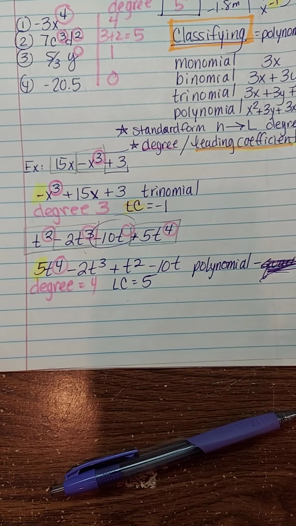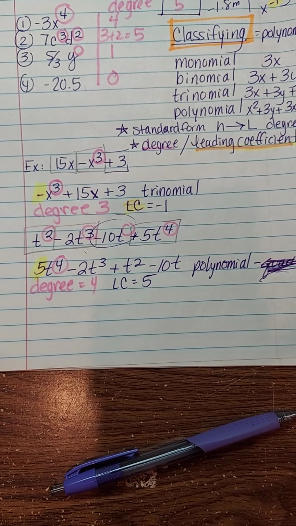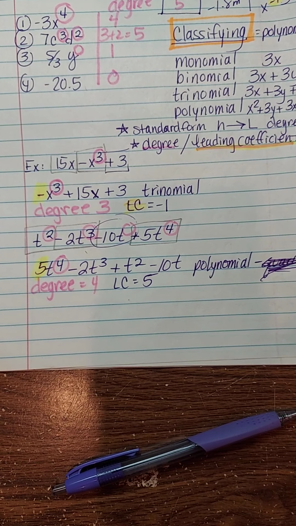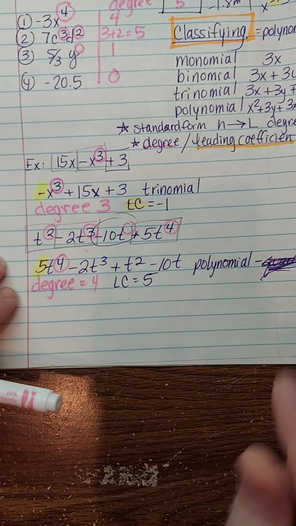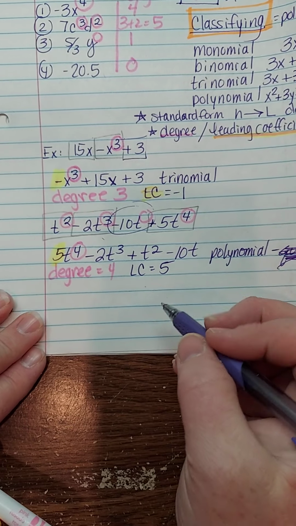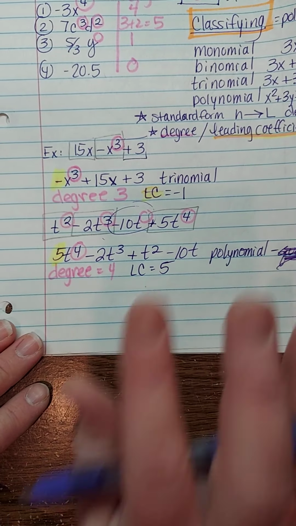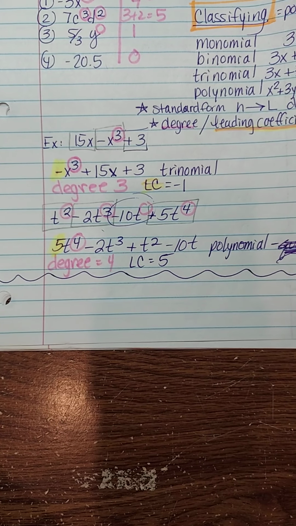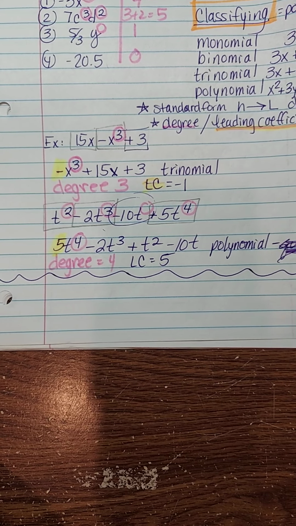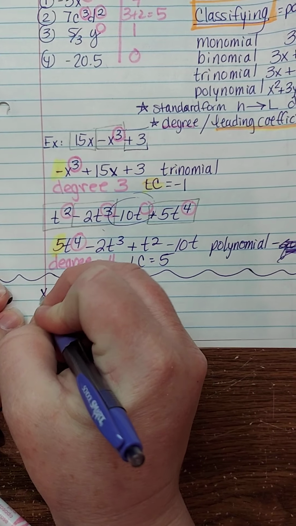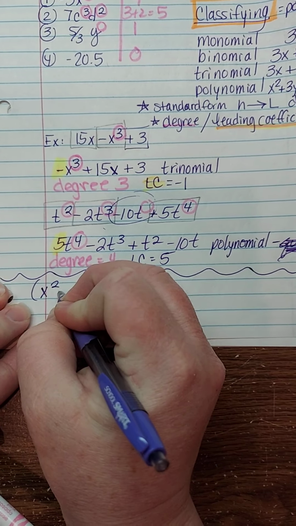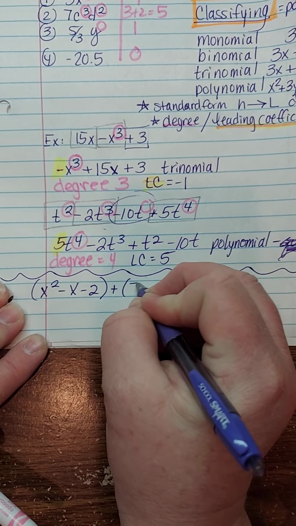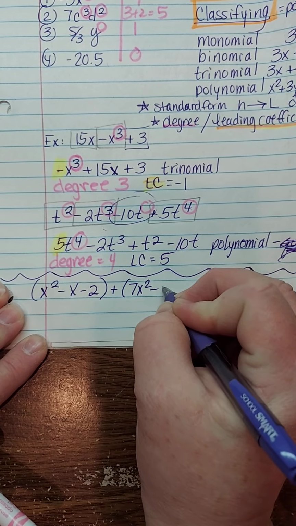Okay, so the next and very last piece is putting this all together and adding and subtracting. And you know what, friends? This is all about like terms. So you can add and subtract like terms. So I'm going to do this right here because this is going to be so easy. You are going to rock this out. So I'm going to do the first one. X squared minus x minus 2 plus 7x squared minus x.